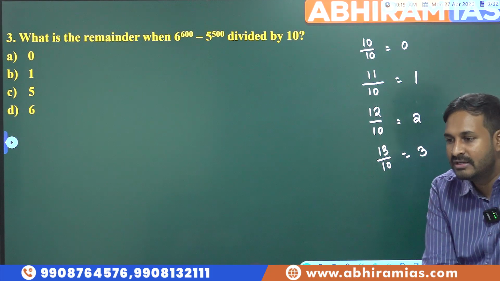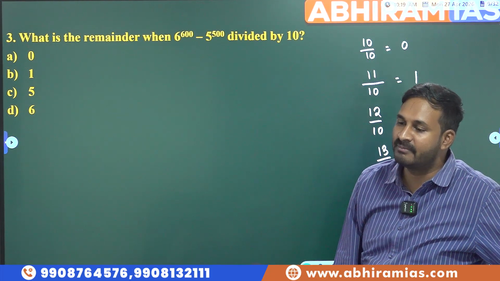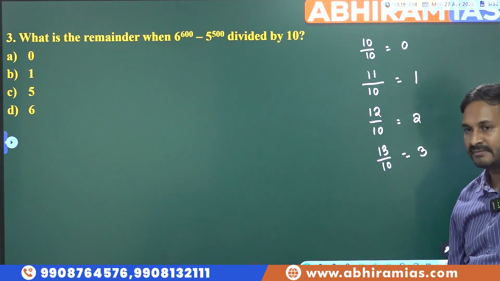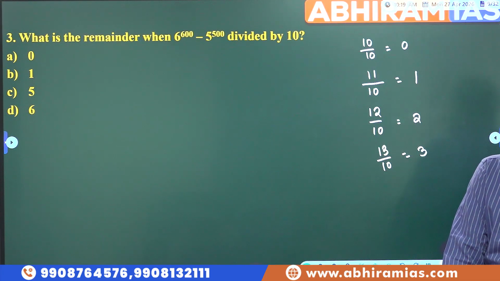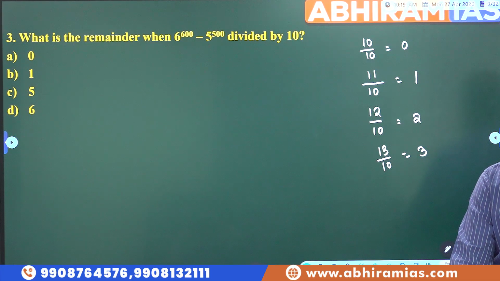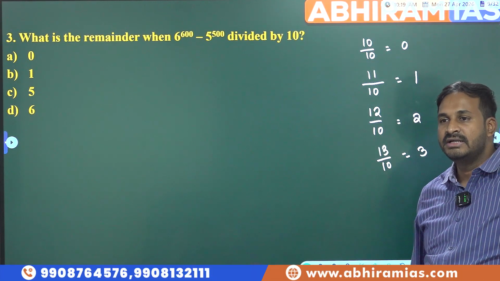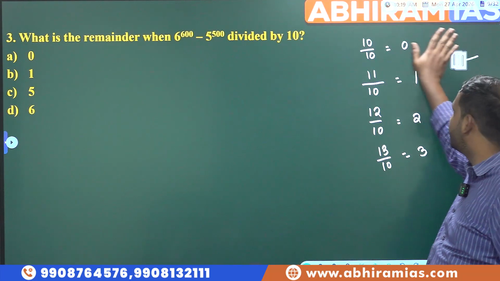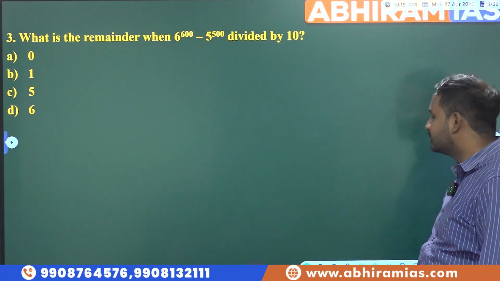Write that point. When we divide a number with 10, its units digit is the remainder. When we divide a number with 10, its unit digit is the remainder.